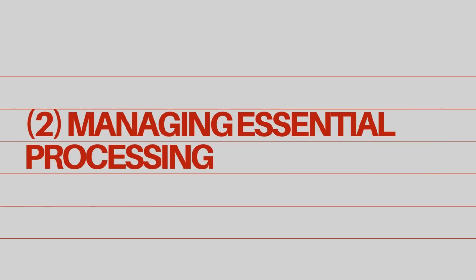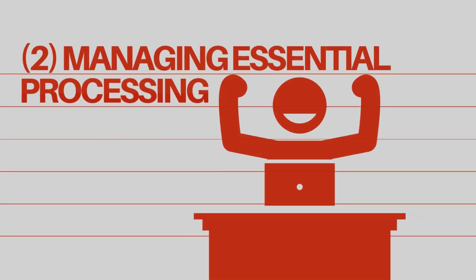Now, let's move on to the next section. These next 3 principles help manage essential processing. Essential processing is the cognitive effort needed to hold and grasp important information in working memory during learning.